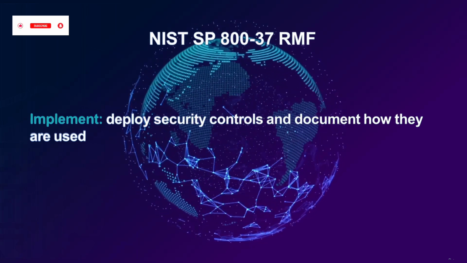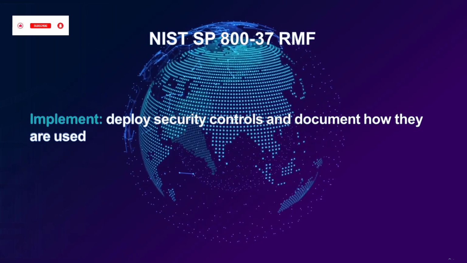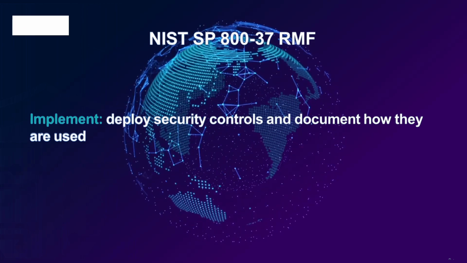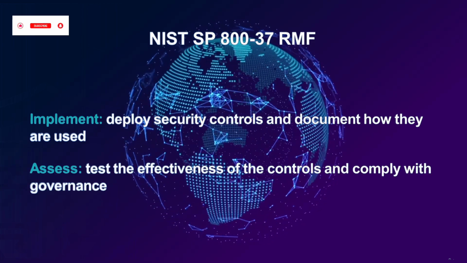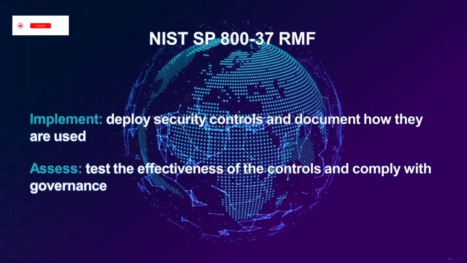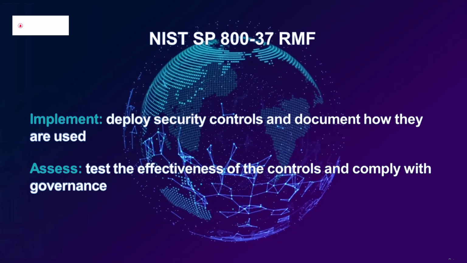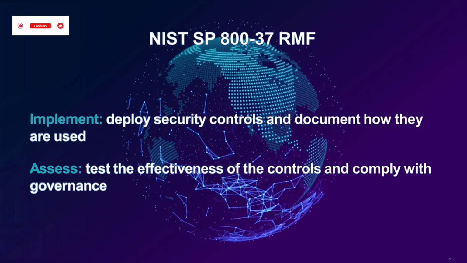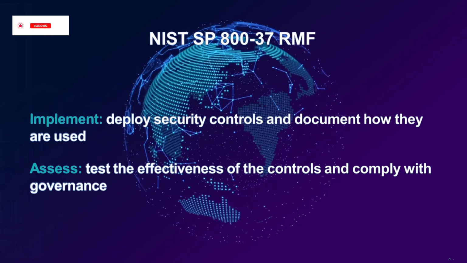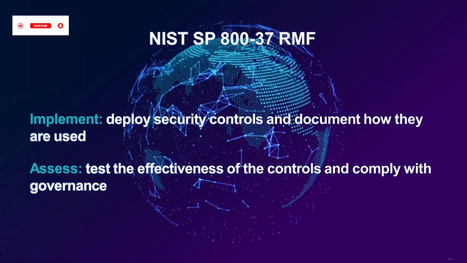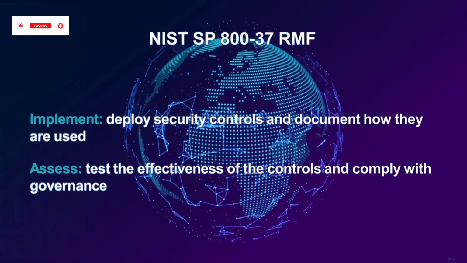Once they have been implemented, you are going to take the next step, which is to assess, and that's to test the effectiveness of the controls in accordance with the compliance requirements, with whatever governance has been set forth. So now we are going to do a security control assessment, a privacy impact assessment, whatever that might be, in order to verify that the implementation meets what we have selected and also protects what we have categorized.